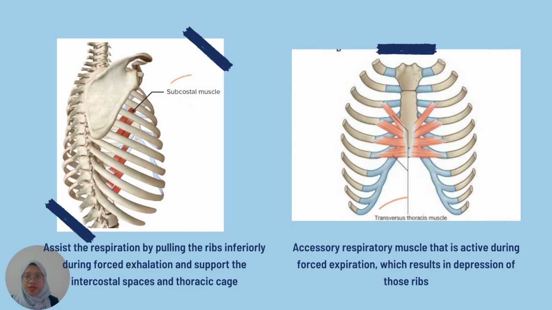And the transversus thoracis is an accessory respiratory muscle that is active during forced expiration. It pulls ribs 2 to 6 toward the sternum during forced expiration, which results in depression of those ribs. This action consequently decreases the anteroposterior diameter of the thoracic cavity.